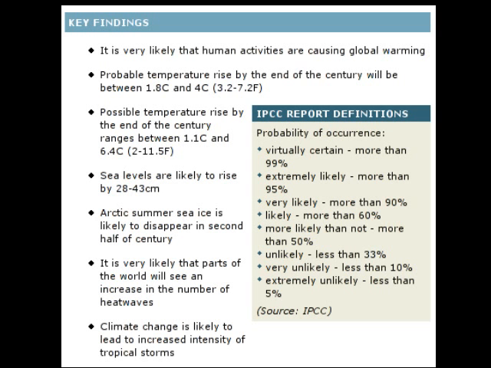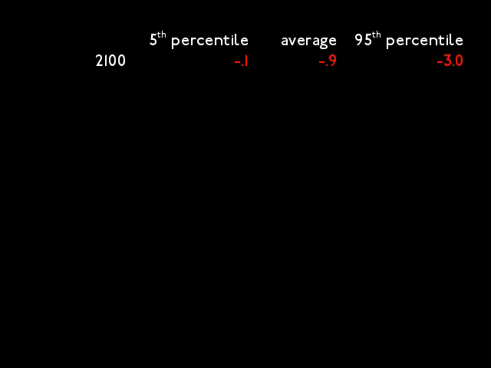Unfortunately, I couldn't find a good probability distribution for an economic analysis, but I did find this assessment of percentiles. By 2100, we can expect a 0.9% loss of global per capita GDP, with the 5th percentile being 0.1%, and the 95th percentile being a 3% loss in global per capita GDP. And here are the data for 2200.